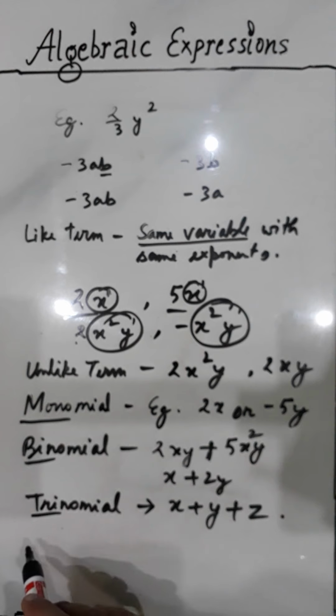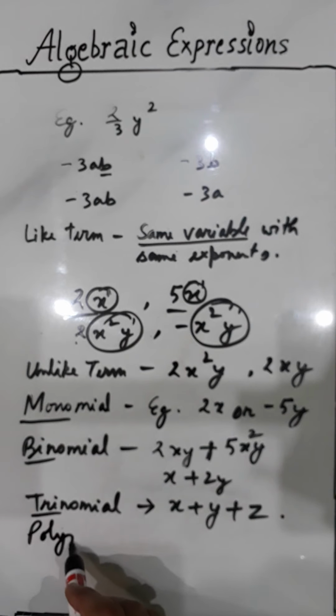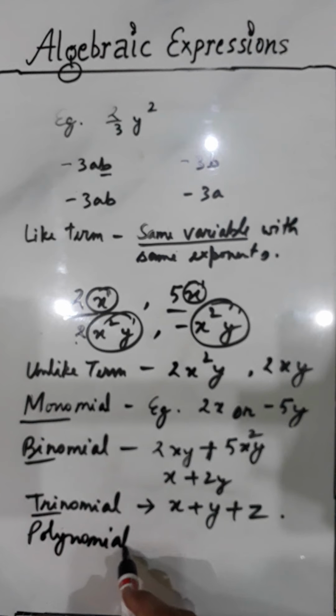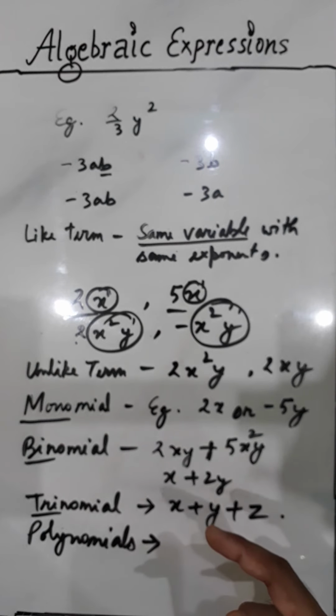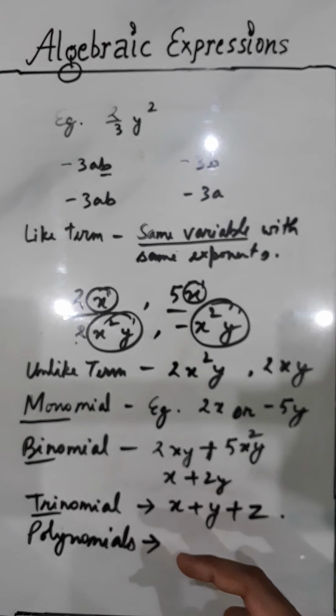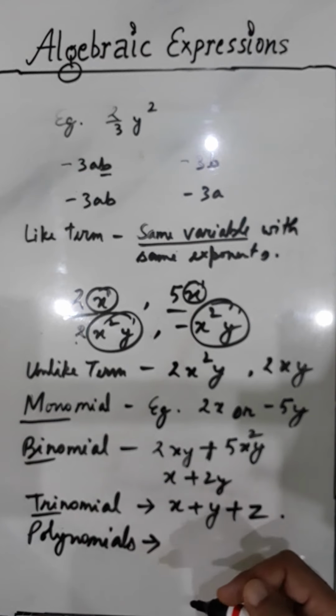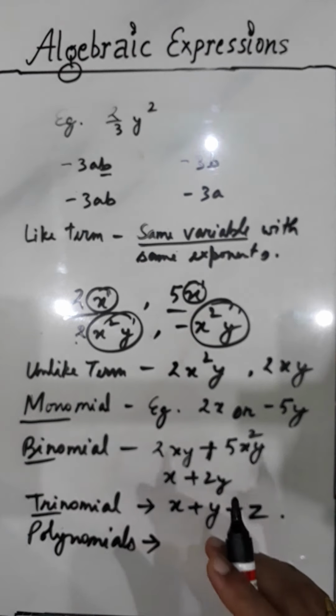Now let's move on to polynomials. In polynomials, any expression containing one or more terms. Please listen to the definition carefully. Any expression containing one or more terms with non-zero coefficients and the variables with non-negative exponents is called a polynomial. It means that it can have any number of terms.